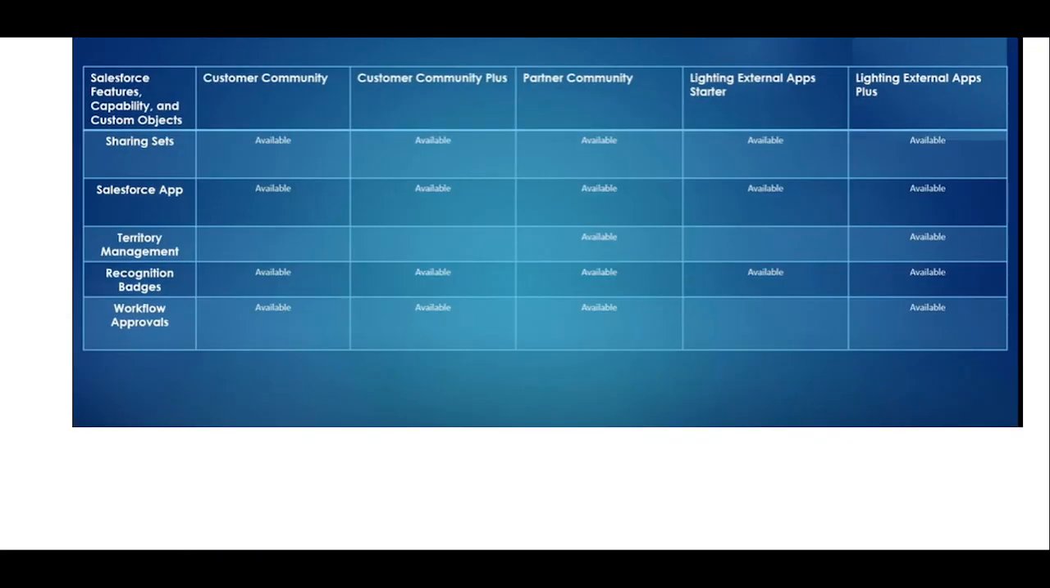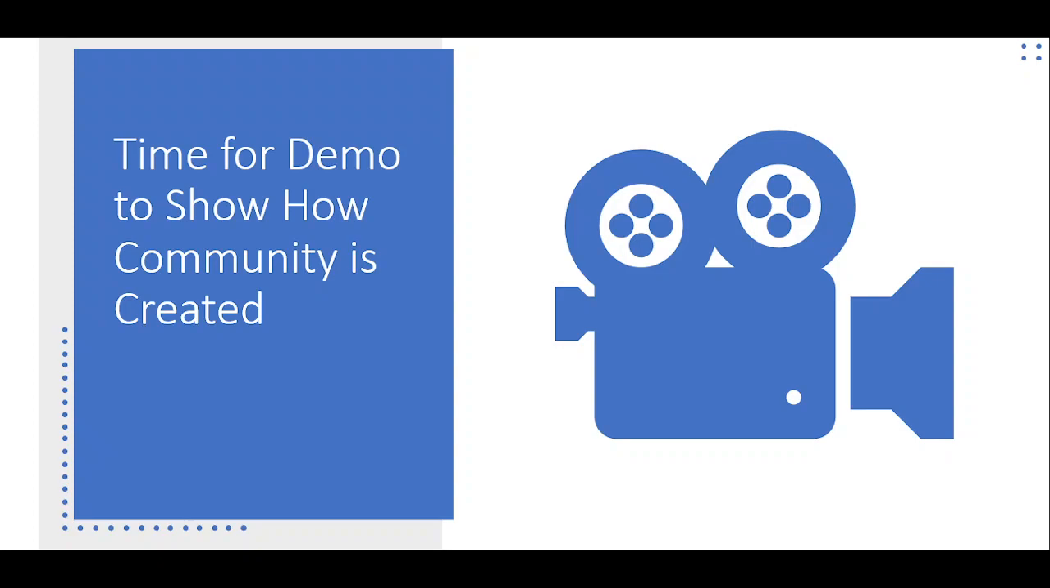Sharing set is available for all. We'll go into what a sharing set is. Salesforce app is available for all. Territory management is only for partner community. Recognition badges, which are used in the community, are for all, then work for approval. Time for a demo to show how a community is created.